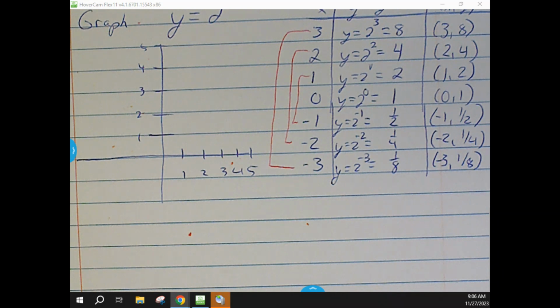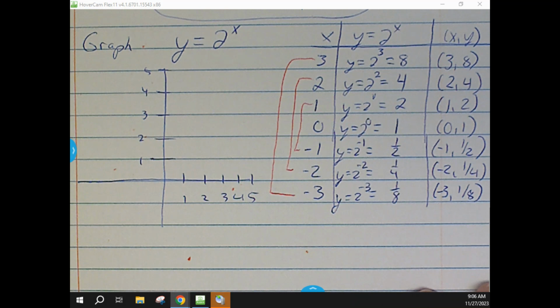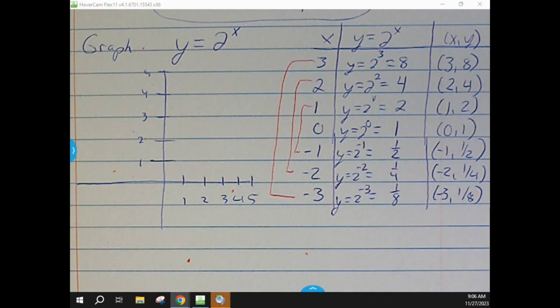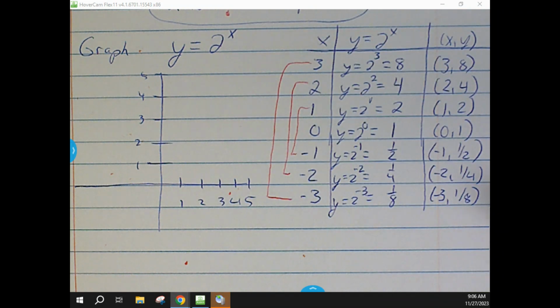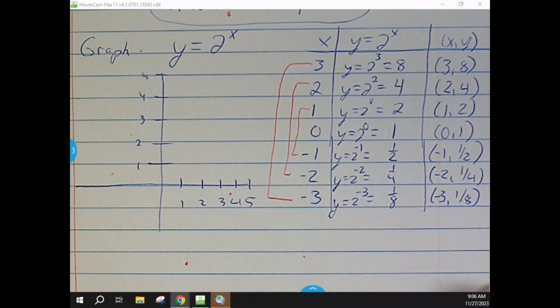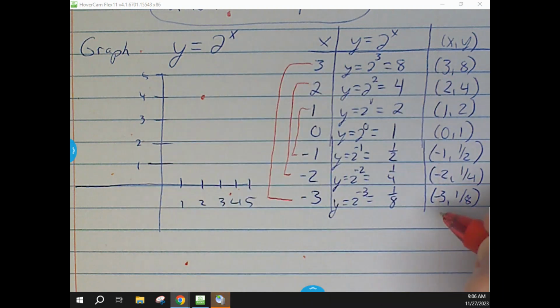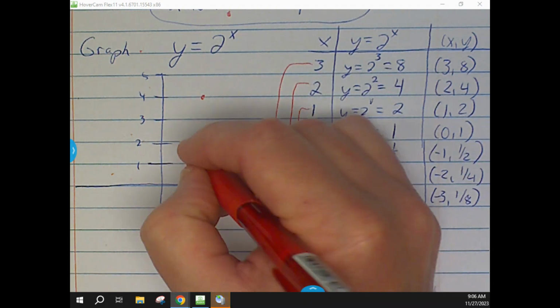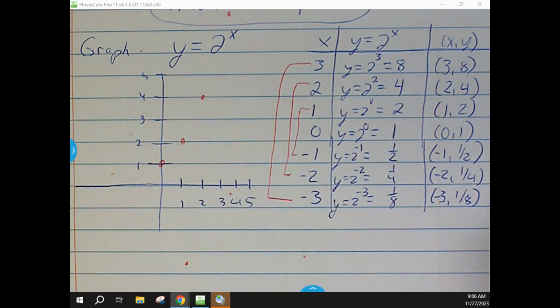Okay, so go ahead and make a quick chart here. Now, on this one, just to save some room, if we started plotting these points, 3, 8 would be somewhere way up here, kind of up and off the chart. Now, the rest of them we can see. We've got 2, 4 would be here. 1, 2 would be here. 0, 1 would be there.